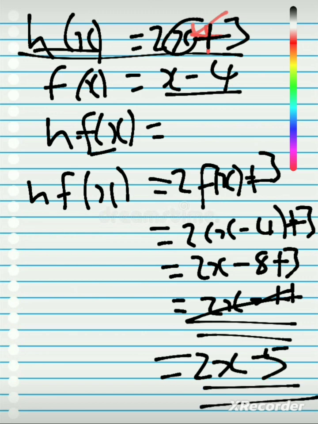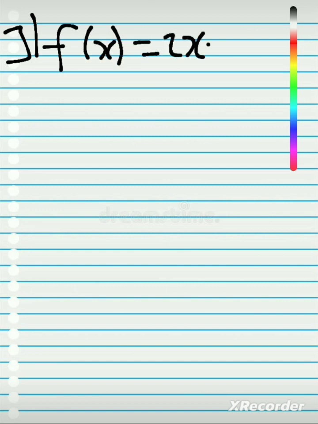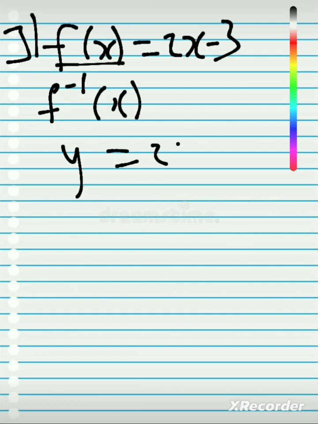Okay, go to question 3. So question 3, we have been given f(x), which is 2x minus 3. Then they want us to find f inverse of x. So you make this y equals 2x minus 3.